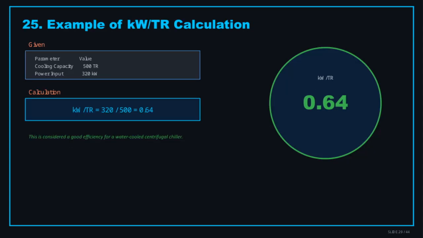Let's look at an example of calculating kW per ton of refrigeration, or kW per TR. Here, we have a water-cooled centrifugal chiller with a cooling capacity of 500 tons. It's using 320 kilowatts of power. When we divide power input by cooling capacity, we get 0.64 kW per ton. This value is considered a good efficiency for this type of chiller, a useful benchmark to keep in mind.